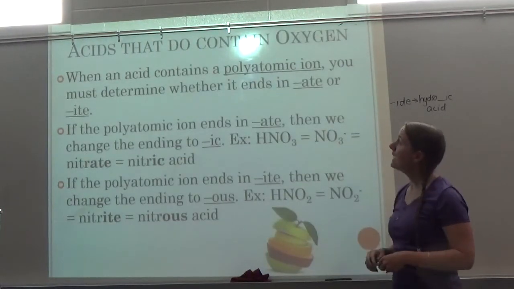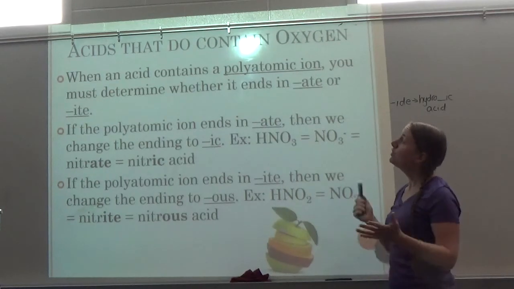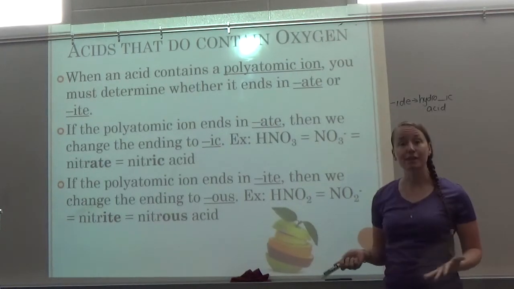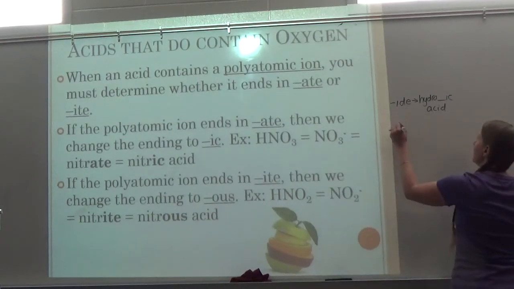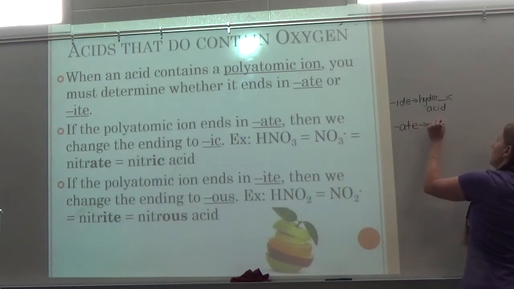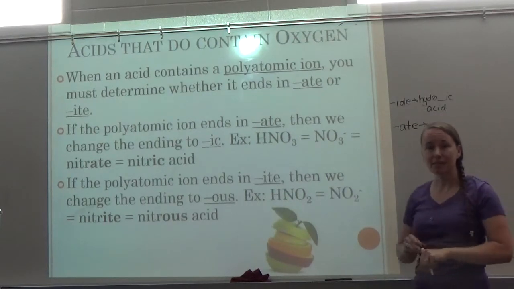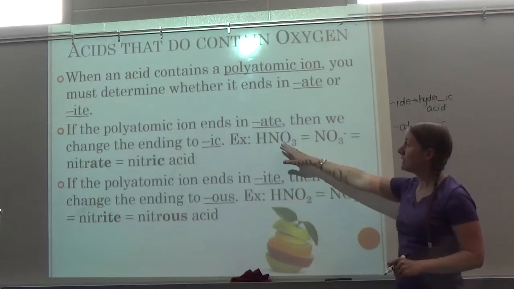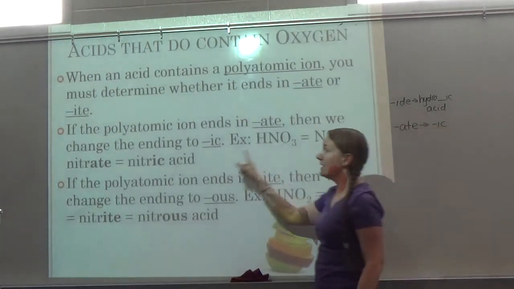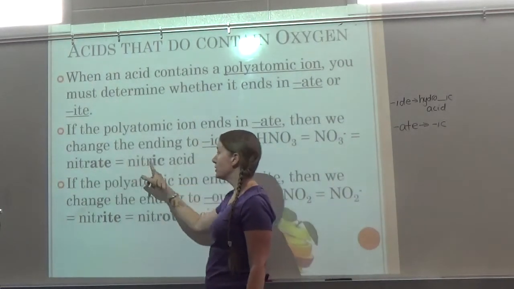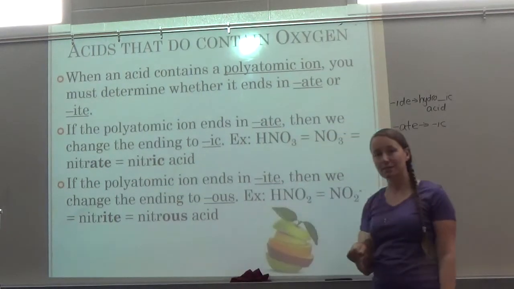All right, so when an acid contains a polyatomic ion, you must determine whether or not it ends in "ate" or "ite". If a polyatomic ion ends in "ate", we change the ending to "ic". For example, HNO3. NO3 is on your polyatomic ion sheet. It is nitrate, so we change it to nitric acid.